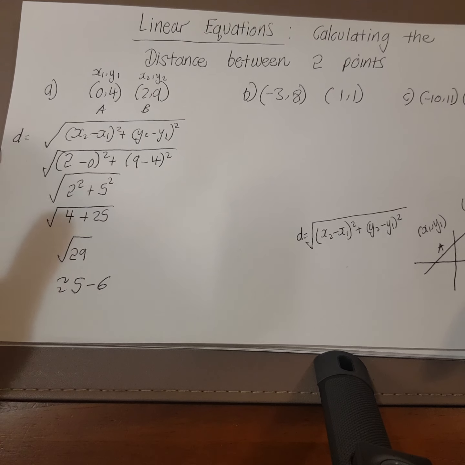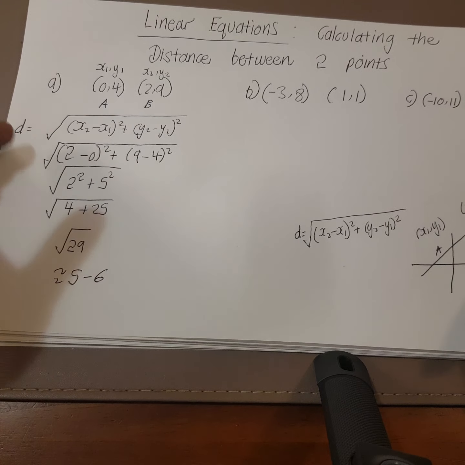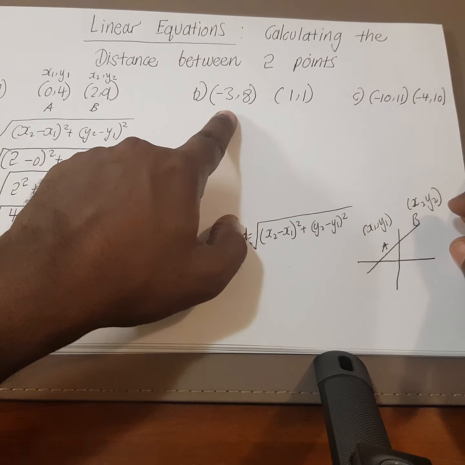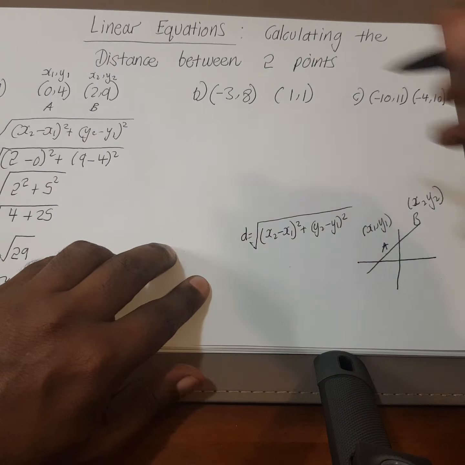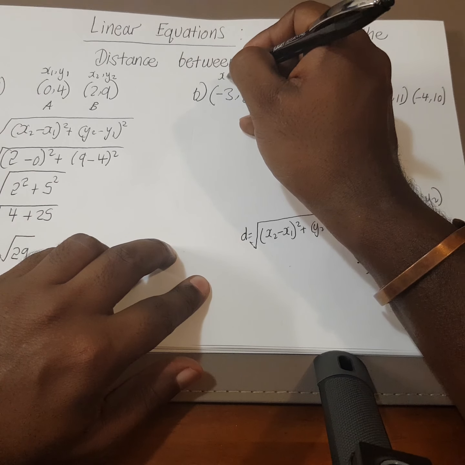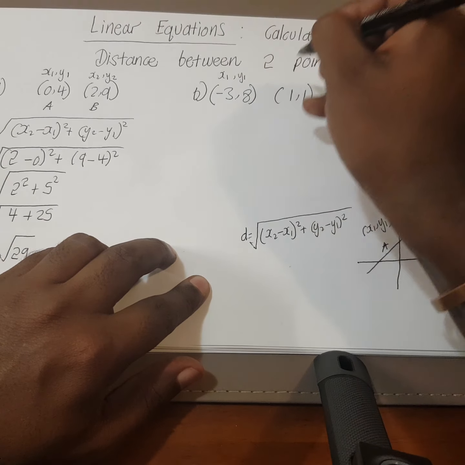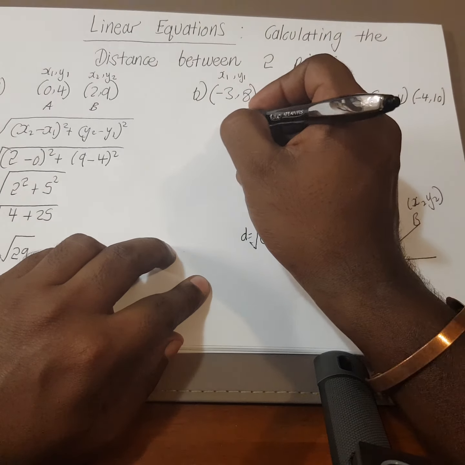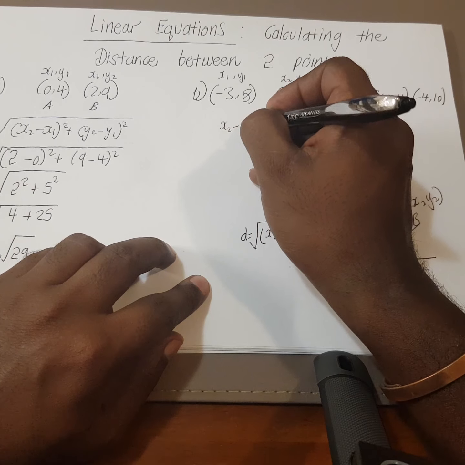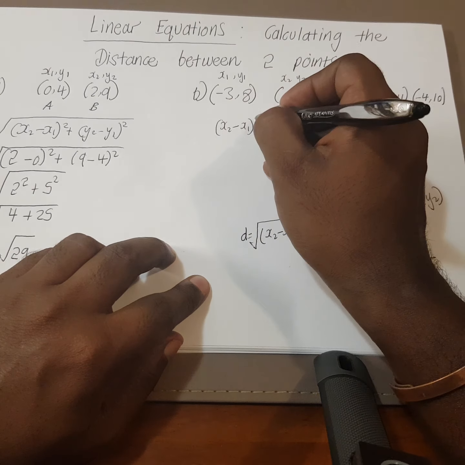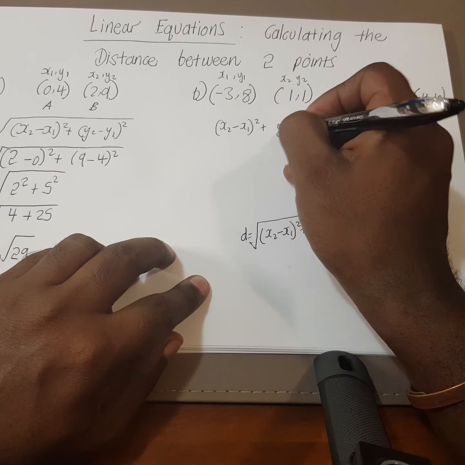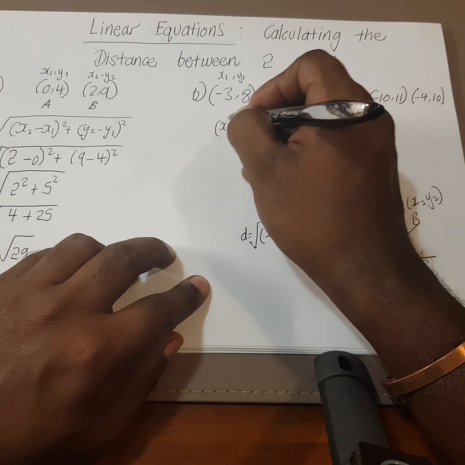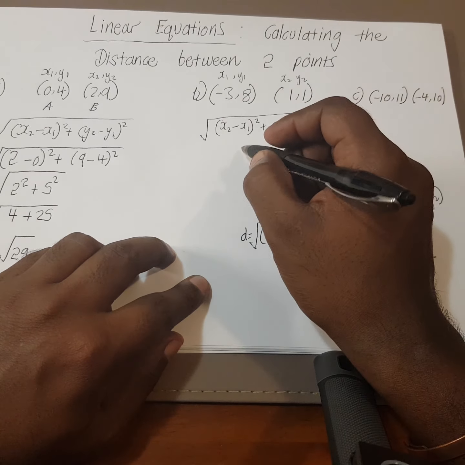Now let's look at B. If you look at B here, we've got -3, 8 and 1, 1. So what do I do there? I'll put that as x1, y1, x2, y2. Write down the formula: x2 minus x1 squared plus y2 minus y1 squared, and then we find the square root.